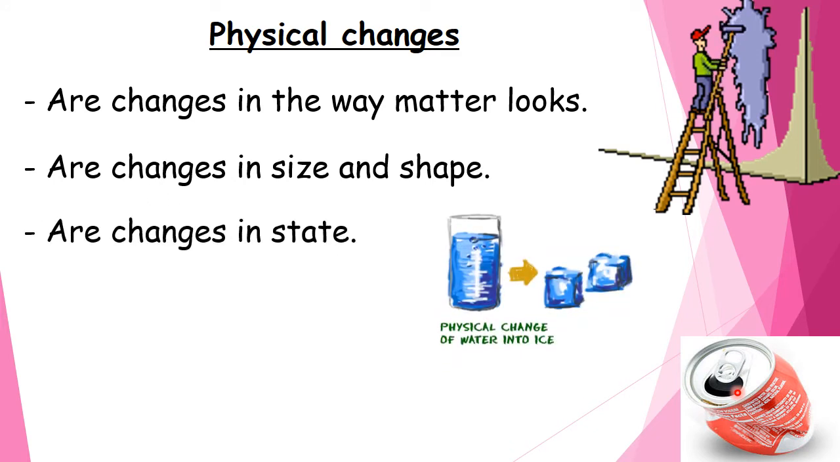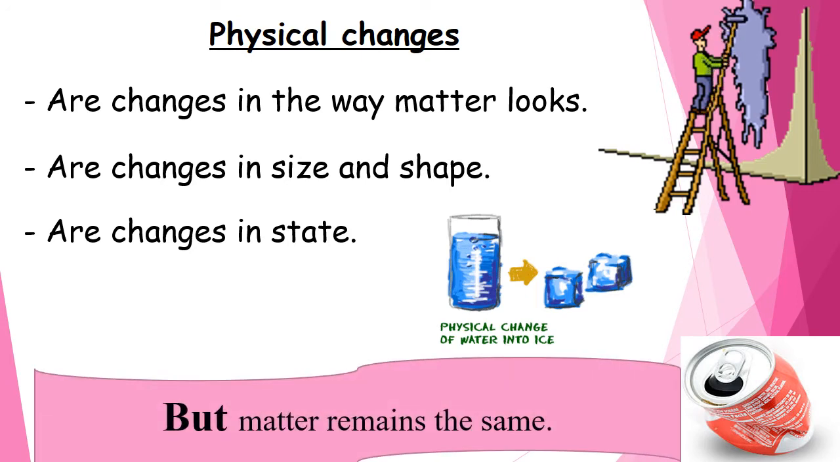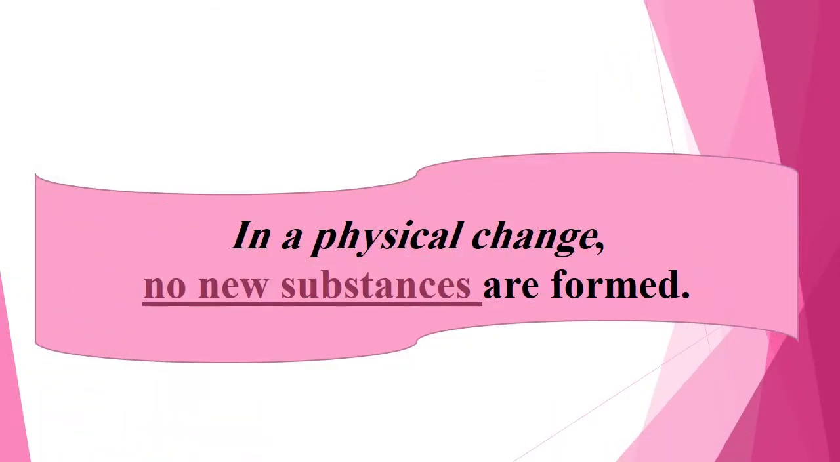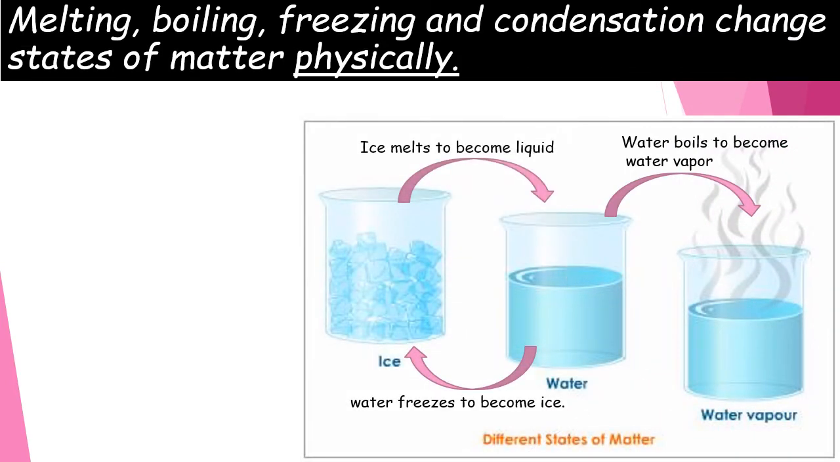Physical changes are changes in state. Here, there is a physical change of water into ice. There is a change in state, so this is a physical change. But matter remains the same. In a physical change, no new substances are formed. Melting, boiling, freezing, and condensation change states of matter physically.